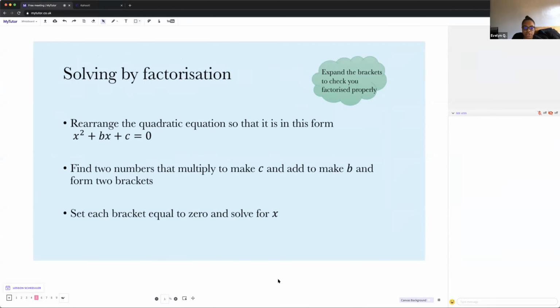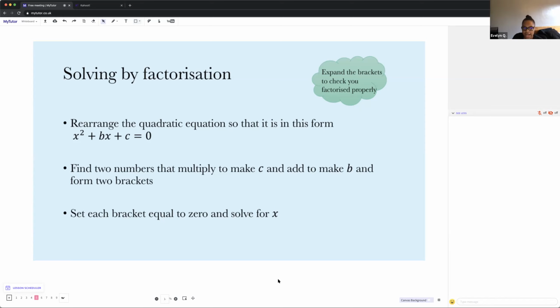So the first thing that you do when you're solving by factorising is you rearrange the quadratic equation so that you have x squared plus bx plus c equals 0. You always have to make sure your quadratic equation equals 0 before you start solving. Otherwise, you might get the wrong answers. Once you've made it equal to 0, then you need to find two numbers that multiply to make c and also add to make b, and then you form two brackets and put those numbers in the brackets with your x's. Once you've done that, the last thing to do is to set each bracket equal to 0 and then solve for x.